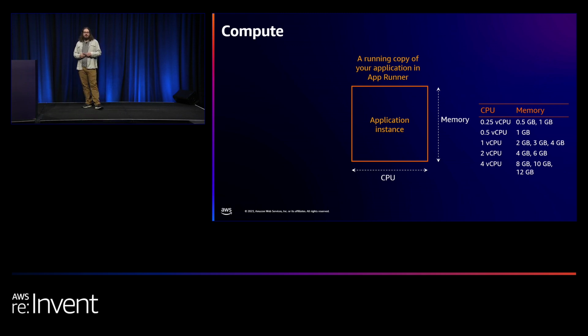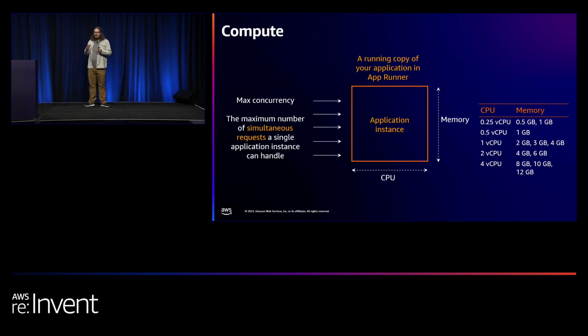There are a number of different sizes you can choose from, all the way down to a quarter of a CPU, and all the way up to 4 CPUs and 12 gigabytes of memory. So this is a little bit more constrained than perhaps Fargate, where if you've used Fargate, you know you can go up to like 120 gigabytes of memory and 16 vCPUs. So do keep that in mind. In most cases, this should be enough CPU and memory for many workloads, and you can run multiple copies of your application.